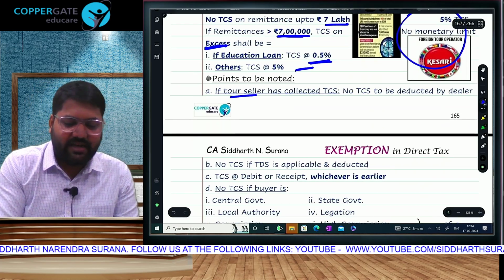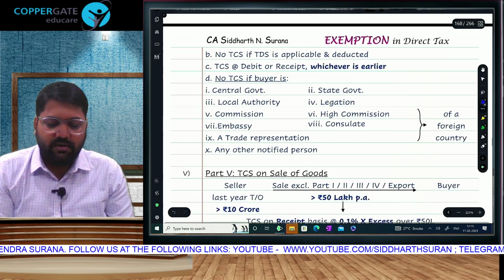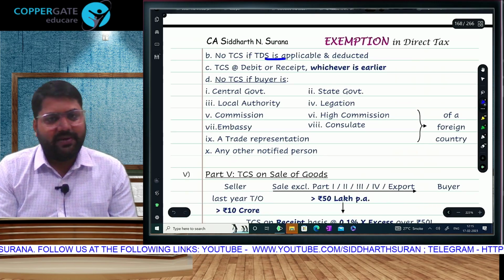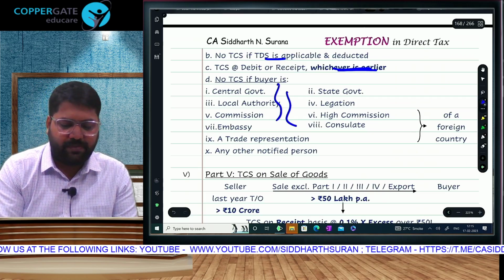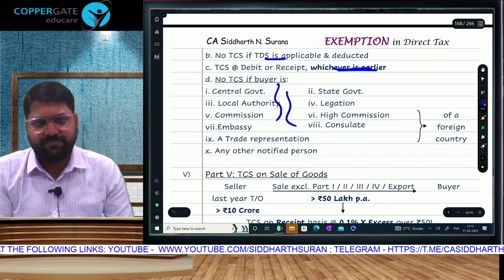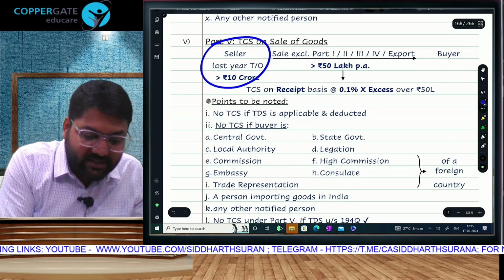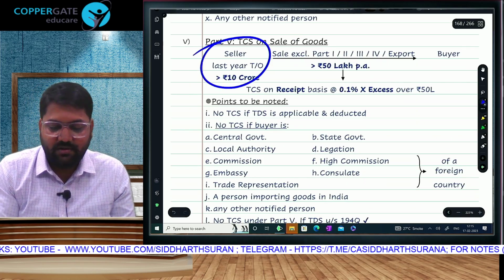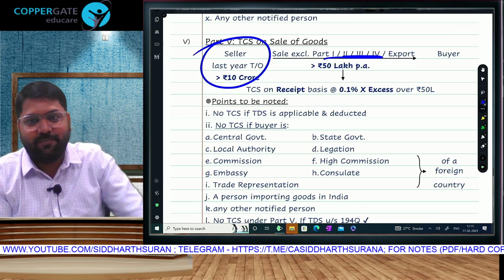If tour seller has collected, so obviously then again the authorized dealer does not have to collect the TCS. Again, if TDS is applicable and deducted, then TCS will not be applying. This is whichever is earlier. Once again, these people ka TCS will not come, same as part 1, 2 or 3. And last part. Now observe, seller ka turnover more than 10 crore, goods other than part 1, 2, 3, 4, like alcoholic liquor, ya licenses, ya motor car will not be covered.